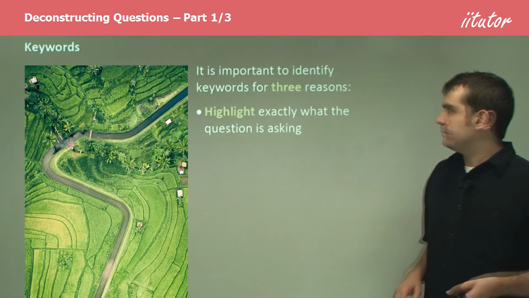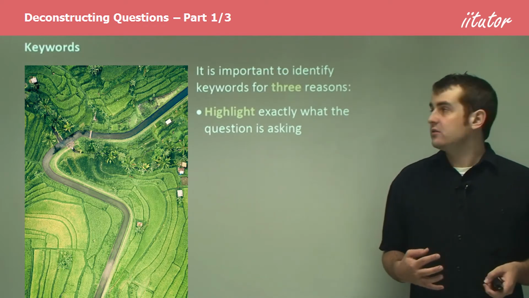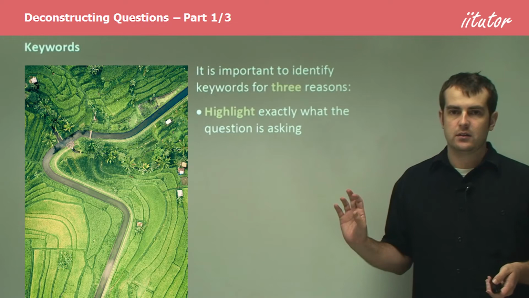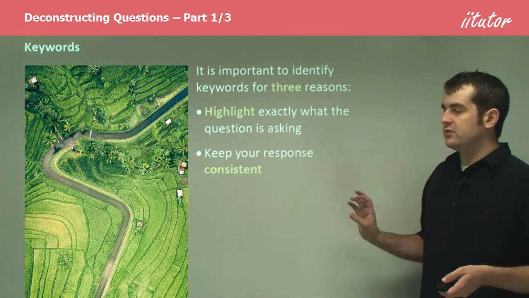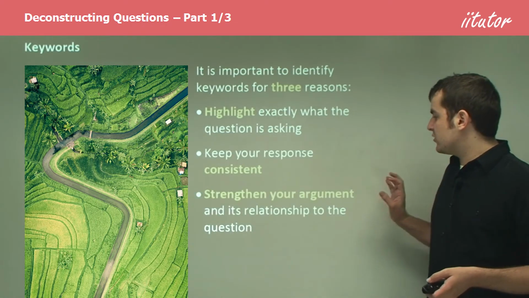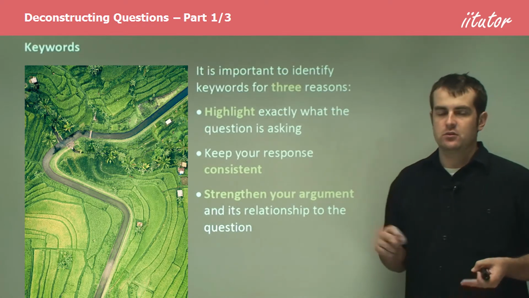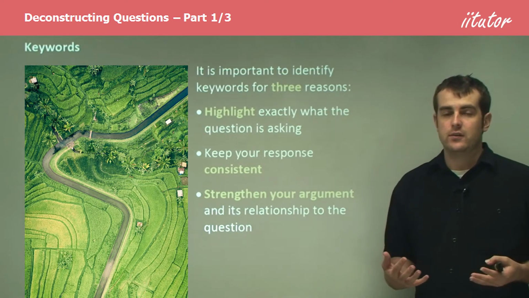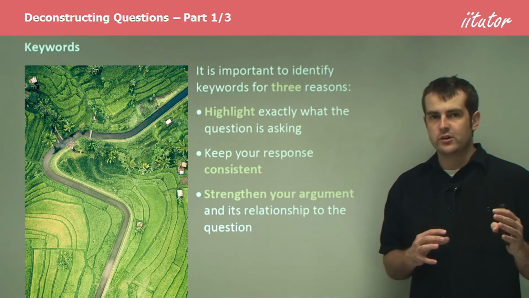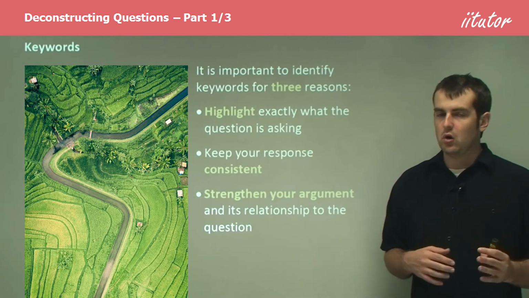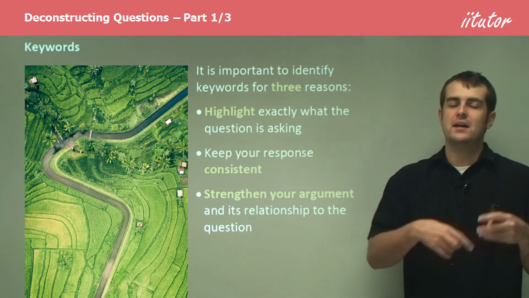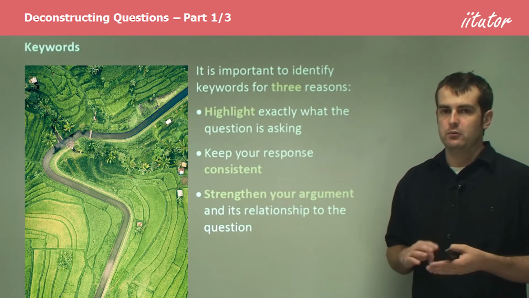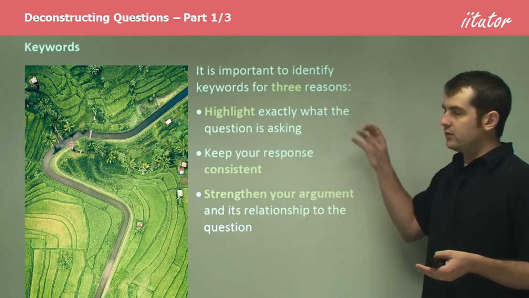Okay, keywords. This is the big thing because it does basically three things. It first of all highlights exactly what the question is asking. It keeps your response consistent, and it strengthens your argument and its relationship to the question. What I mean by identifying keywords, or using keywords for that matter, is pick some words from the question, exact words from the question, or at least a definition which is based on the question, and use it over and over. Because first of all, that will highlight what the question is asking.